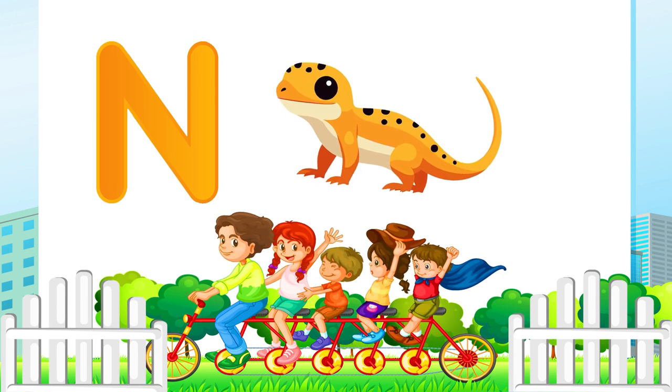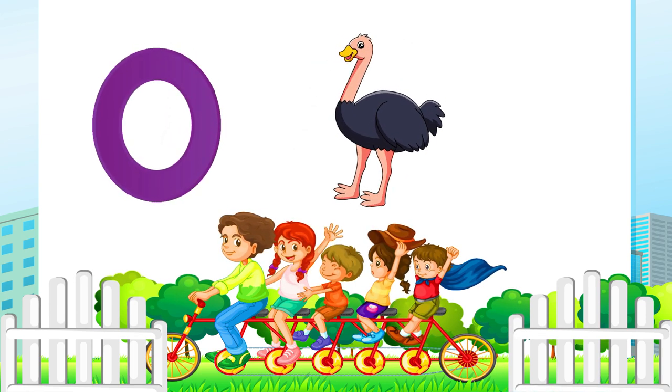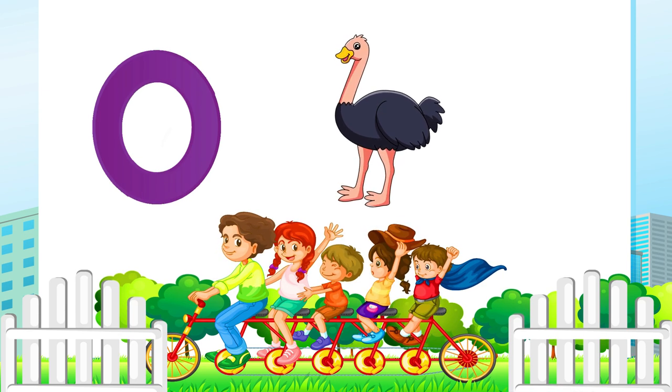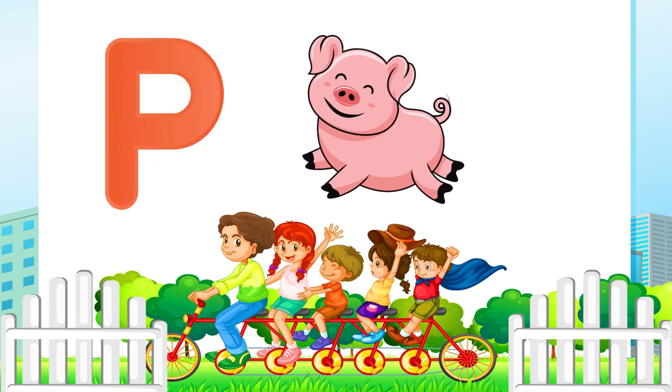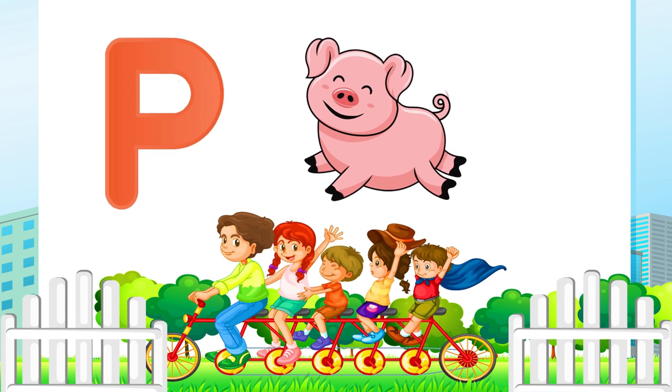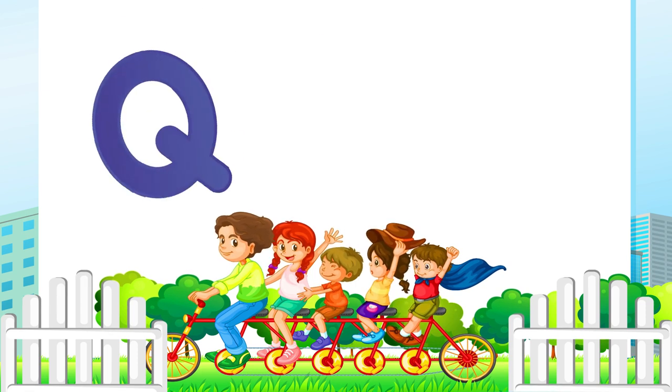O is for ostrich. O, o, ostrich. P is for pig. P, p, pig. Q is for quail.